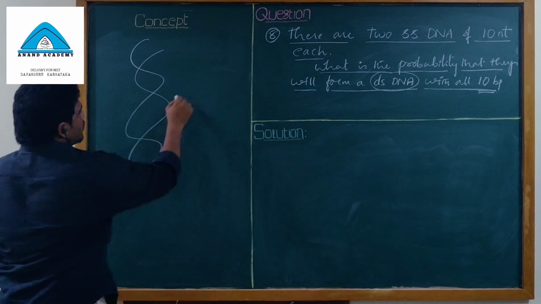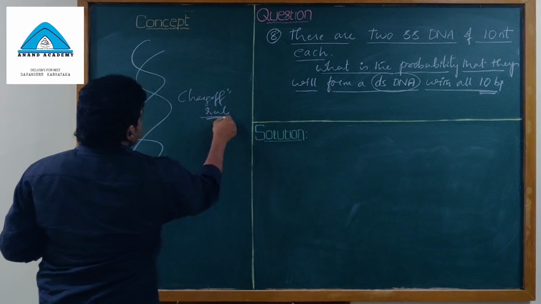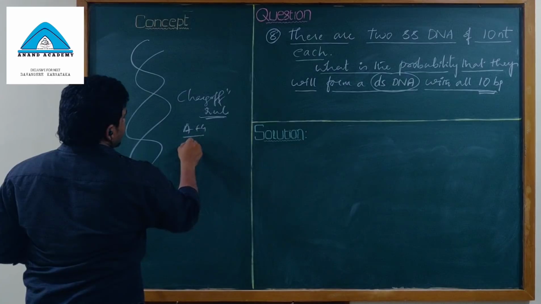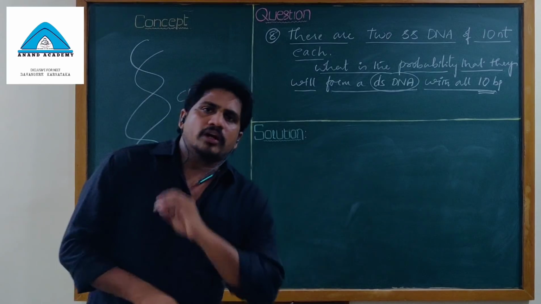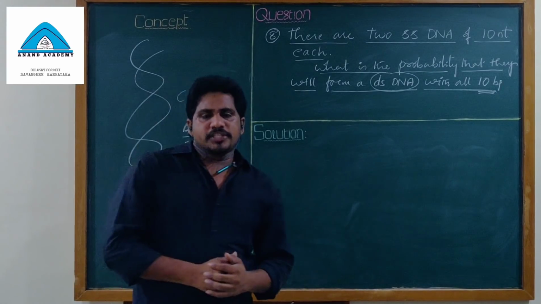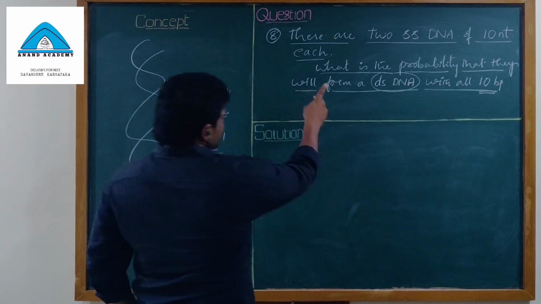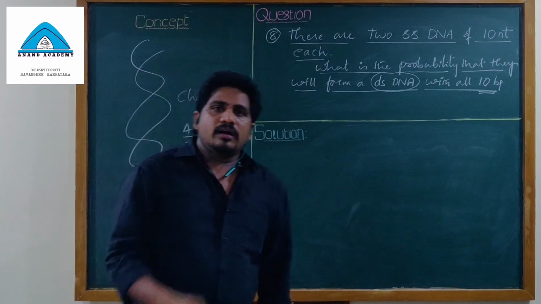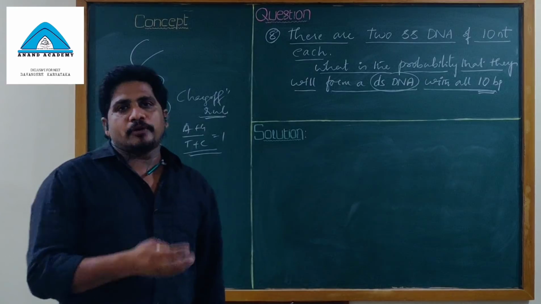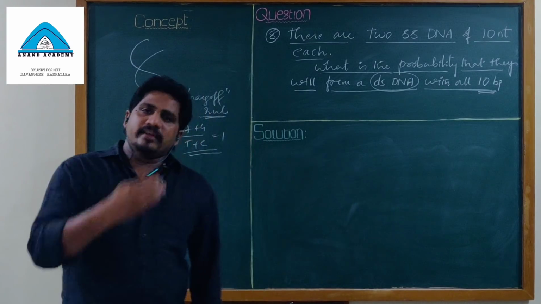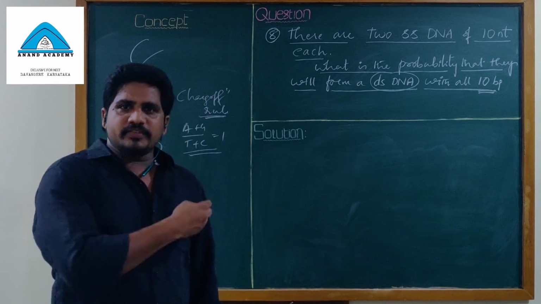Double stranded DNA follows Chargaff's rule, so that is A plus G by T plus C is equal to 1. Clear? But Chargaff's rule is not applicable for single stranded genome molecules, whether DNA or RNA. So here they are asking about the probability. You are the kings of probability. You are doing a lot of exercise in probability simultaneously with the biology in the first, second and third sessions. So let us try this. It is very easy for you.